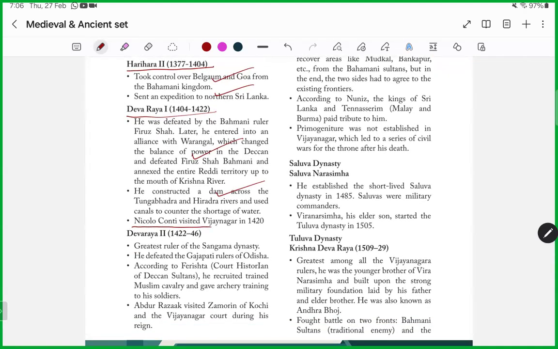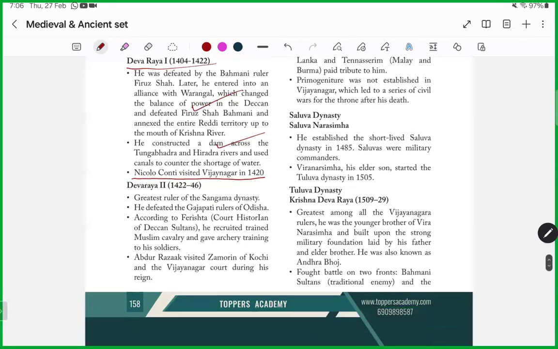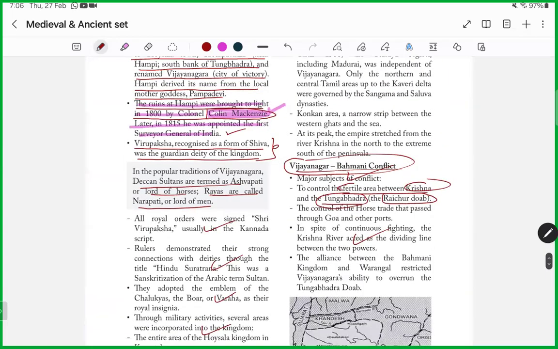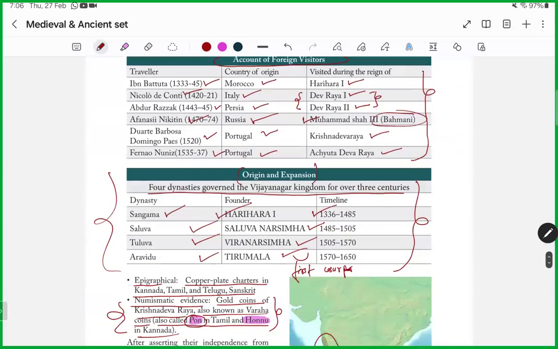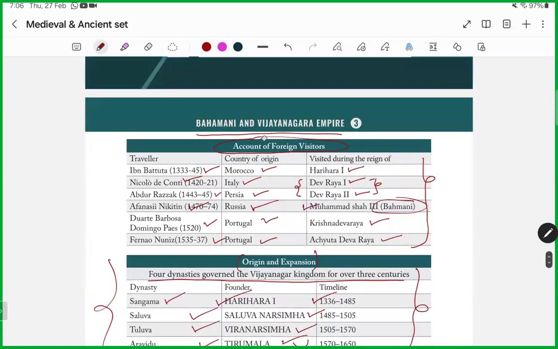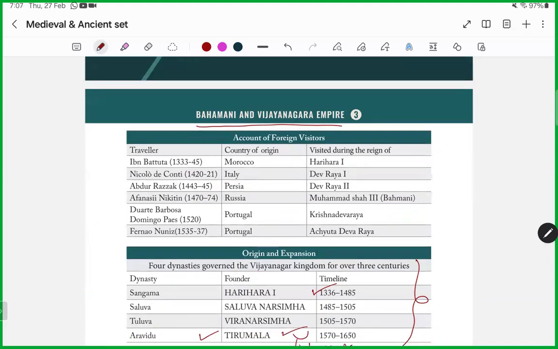Niccolo di Conti visited Vijayanagar in 1420 during the reign of Devaraya I. Then Devaraya II is the greatest ruler of the Sangama dynasty. Abdul Razak, whom we have discussed, visited the Zamorin of Kochi and the Vijayanagar court during his reign. We discussed this yesterday. This is important. Then for Vijayanagar, a few things about the administration, village administration, and who are the founders.